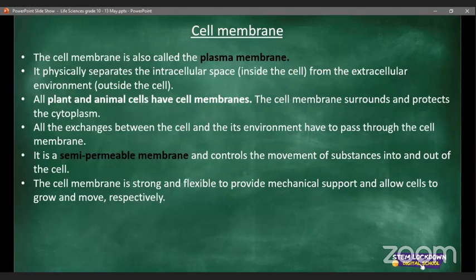So this is all on cell membranes. It is a semi-permeable membrane. Remember I said you should be able to differentiate between the cell wall and the cell membrane. The cell membrane is a semi-permeable membrane. It separates the inside of the cell from the outside.